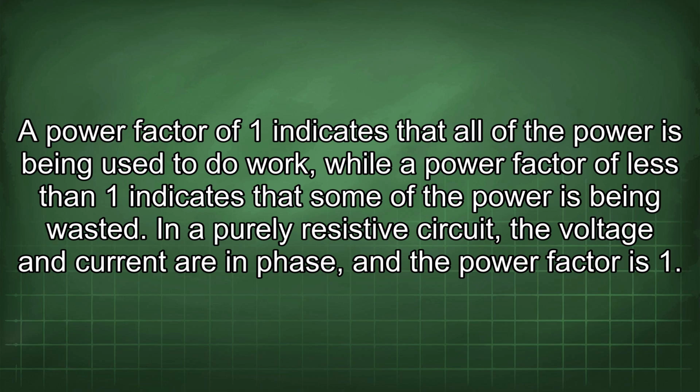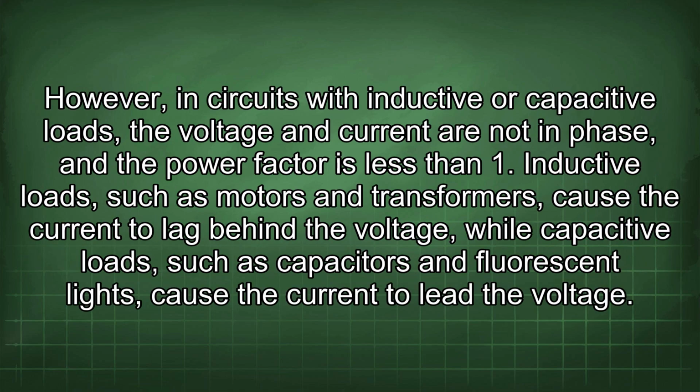In a purely resistive circuit, the voltage and current are in phase and the power factor is 1. However, in circuits with inductive or capacitive loads, the voltage and current are not in phase and the power factor is less than 1. Inductive loads, such as motors and transformers, cause the current to lag behind the voltage, while capacitive loads, such as capacitors and fluorescent lights, cause the current to lead the voltage.